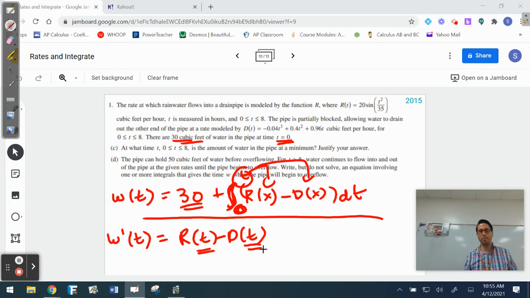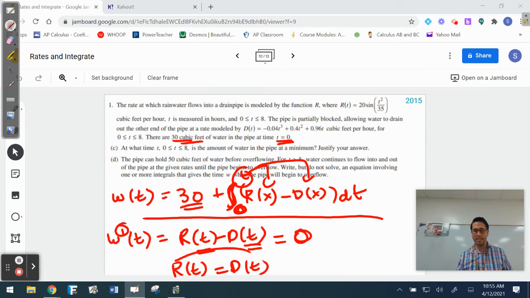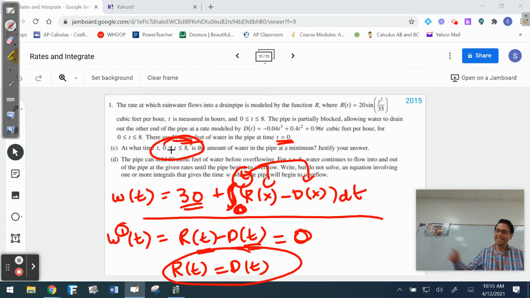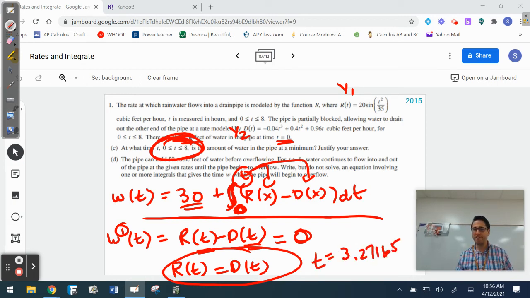Now remember, to find mins and maxes, we have to find critical points. So I want to know when the derivative is 0. Now for this particular problem, the derivative will be 0 whenever R of t is equal to D of t. And remember, I just have to focus from 0 to 8. So what should you do? Get out those sweet calculators, right? You want to find out where R of t and D of t intersect. Well, we put that in y1, we put that in y2, and make sure we go from 0 to 8 in my window. And guess what? They intersect at t equals 3.271658. Booyah!